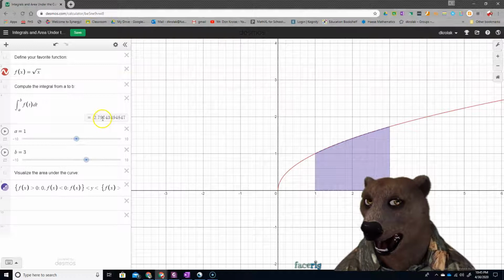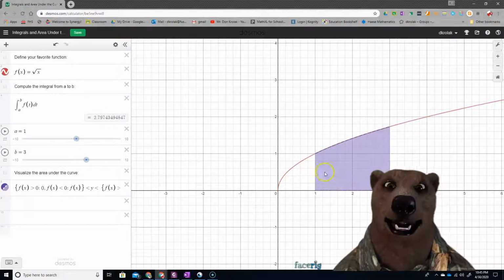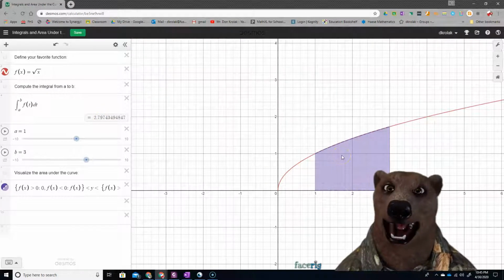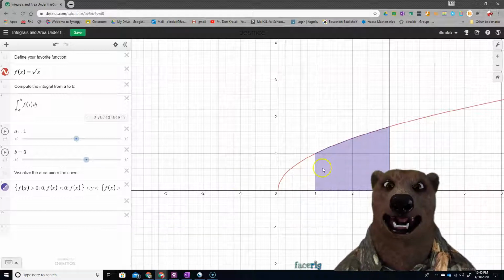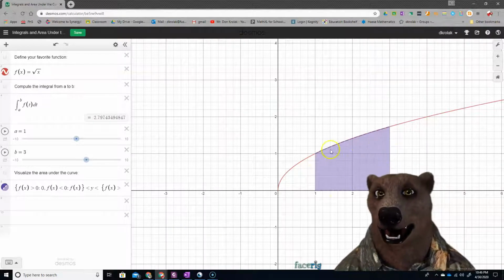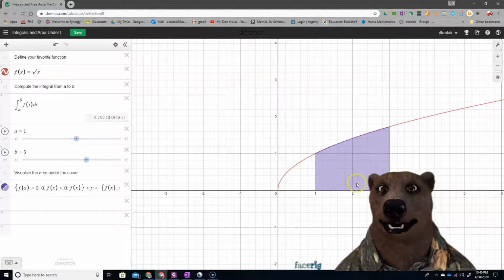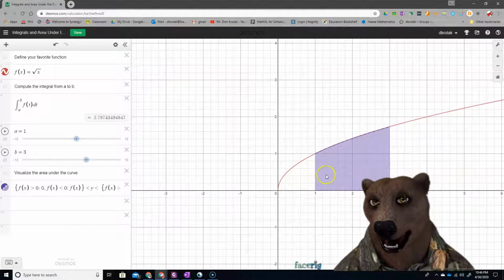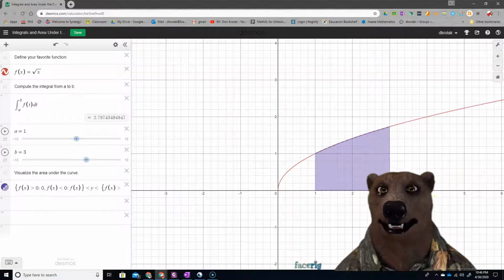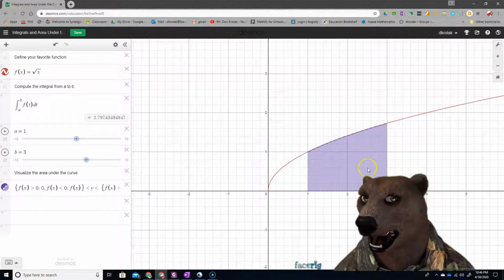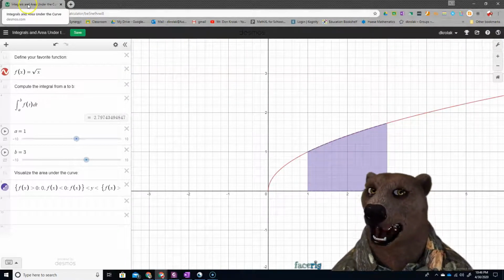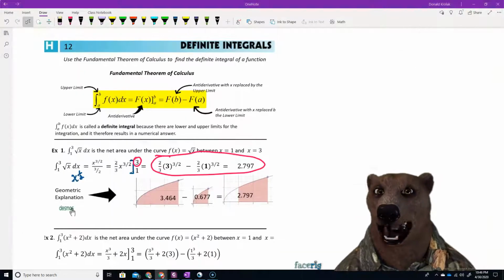And there's my area. When we're doing an integral, this area is known as the net area. We'll talk about why it's referred to as the net area under a curve. It has to do with if you've got some area that is under the x-axis. But that's how you can use Desmos to see it, at least graphically.